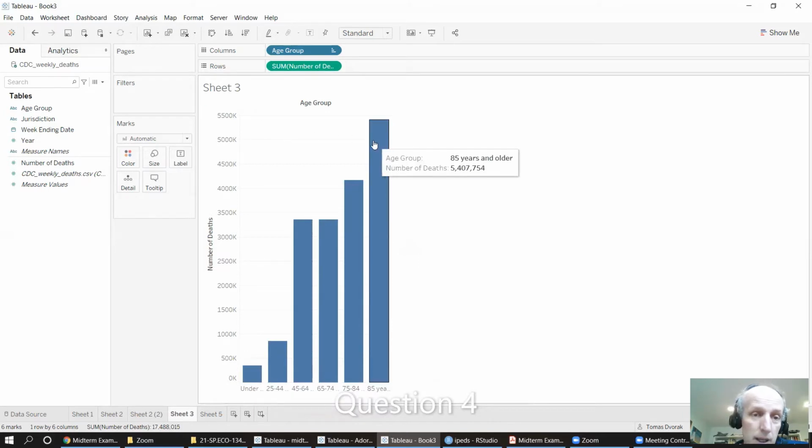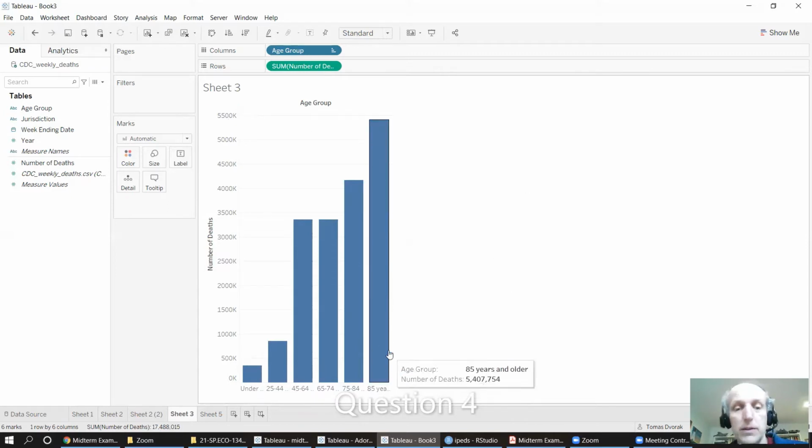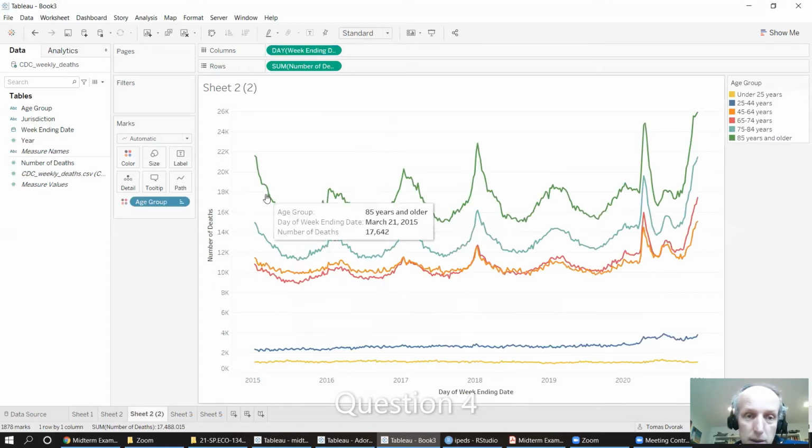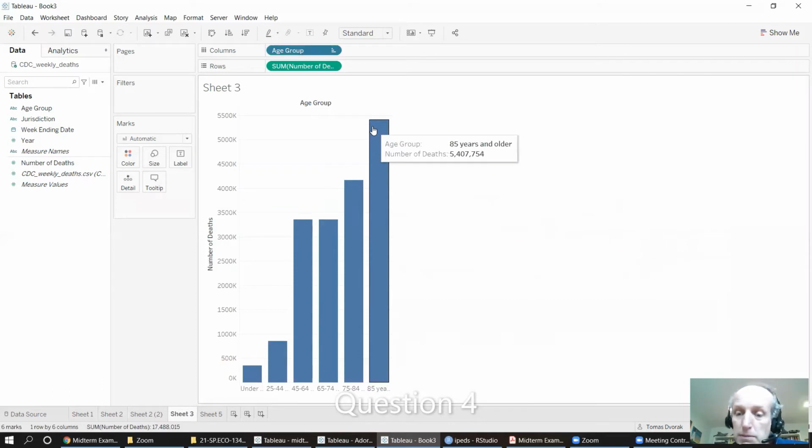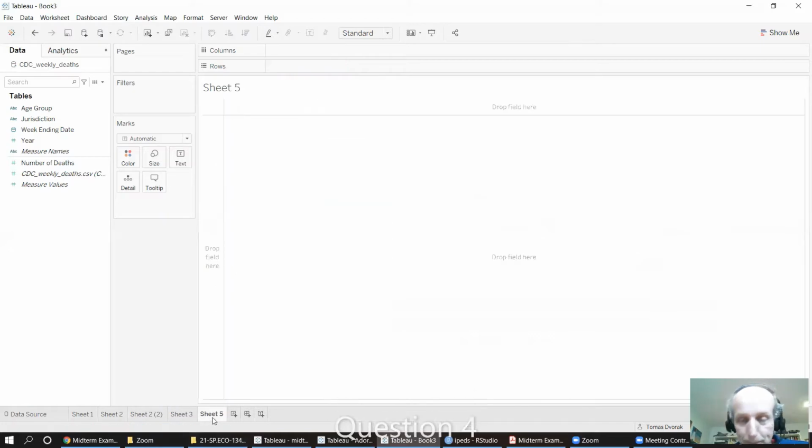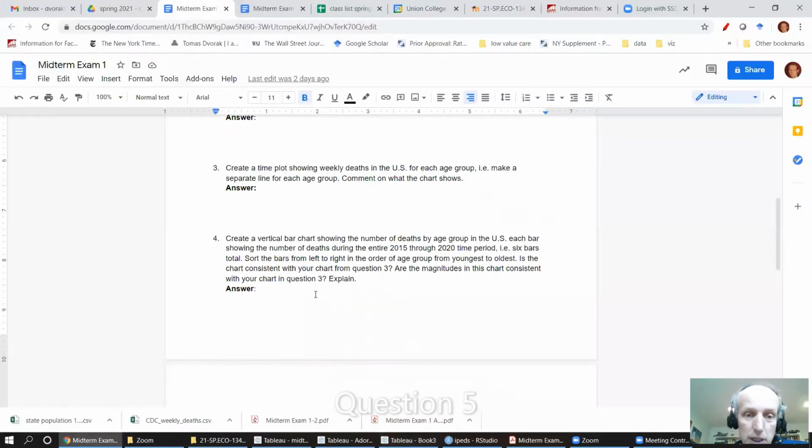In terms of magnitudes, this clearly is a much bigger number. Here we have a number of deaths of 85-year-olds, around 5.6 million. What we see in the previous chart are numbers around 17,000, but those are weekly numbers. So if we add up 17,000 times 52 weeks times 6 years, we get about 5.5 million. Okay, so those two numbers are consistent. Fantastic. Let's go to the next question.